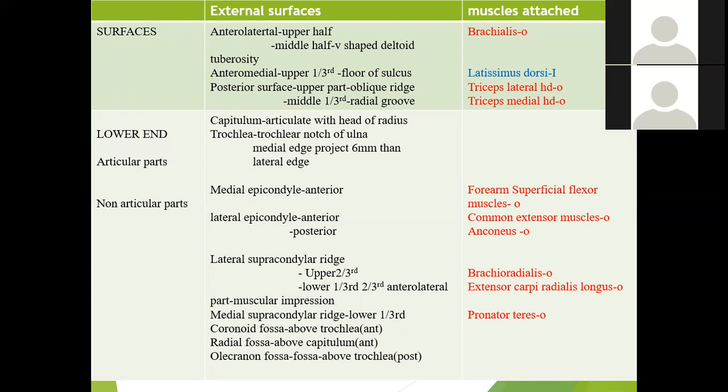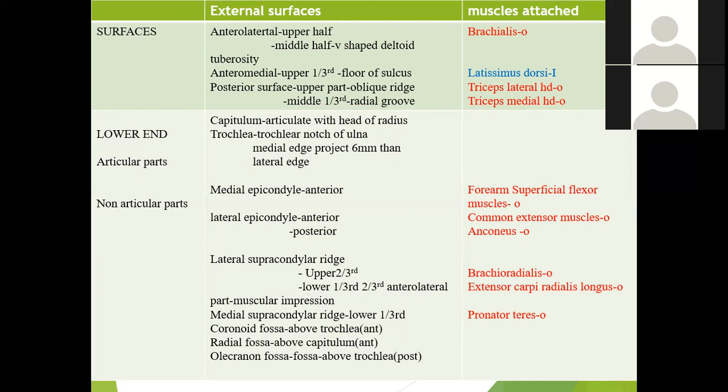Second one is the trochlea. Trochlea means pulley-shaped. It articulates with the trochlear notch of the ulna. This trochlea has a medial part and a lateral part. The medial edge is elongated. It projects 6 millimeters more than the lateral edge. That is a peculiarity about the trochlea.